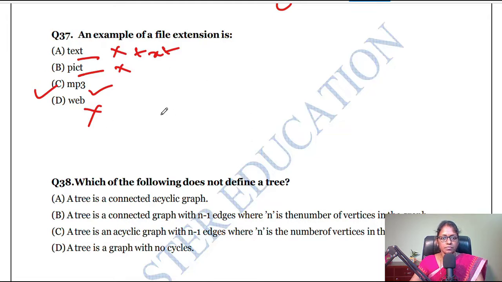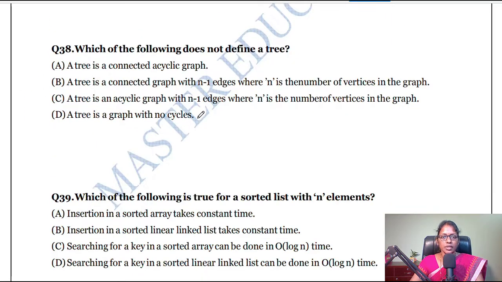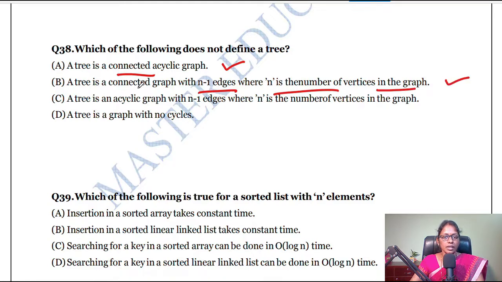The next question is, which of the following does not define a tree? A tree is a connected acyclic graph. Yes, it's a connected acyclic graph. Correct. A tree is a connected graph with n minus 1 edges, where n is the number of vertices. That is, if there are n vertices, I have only n minus 1 edges. If it is 3 vertices, I have only 2 edges. Right? If you have n edges, then it will form a cycle.